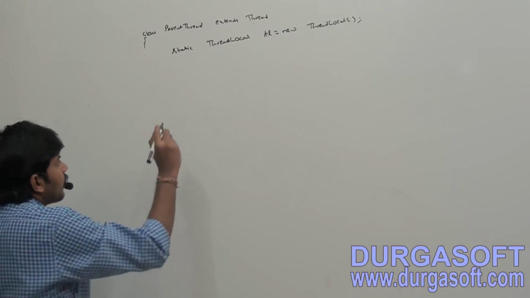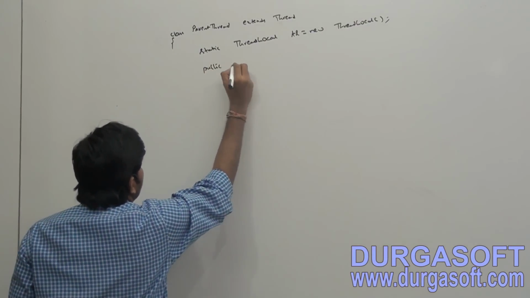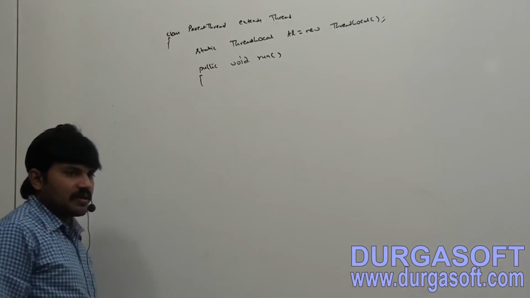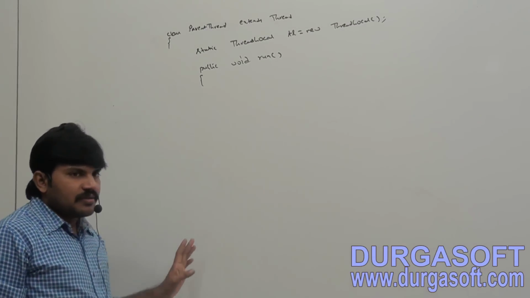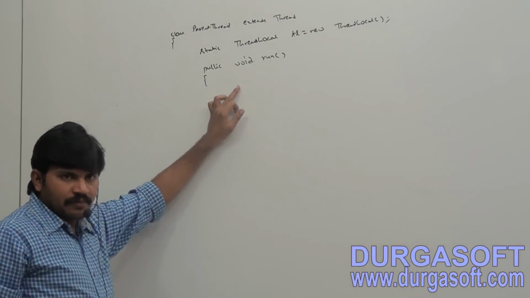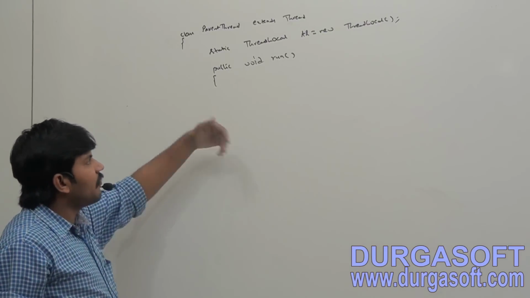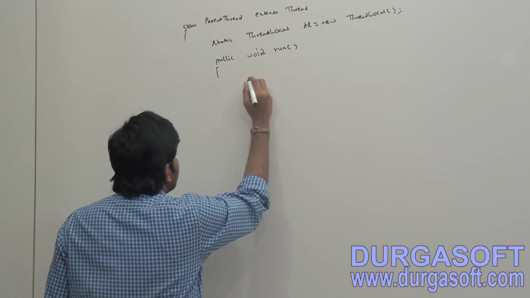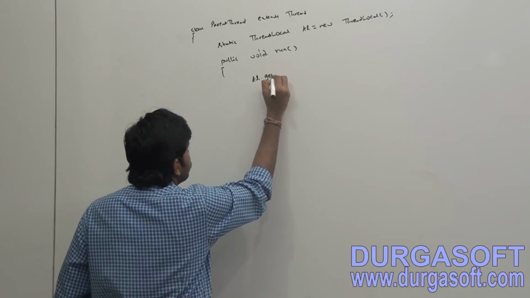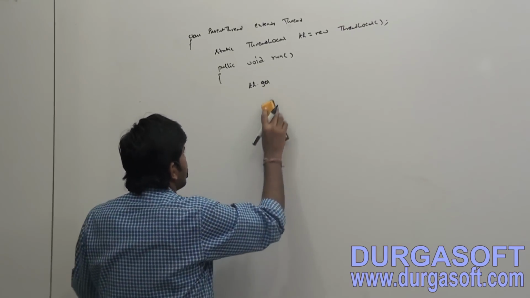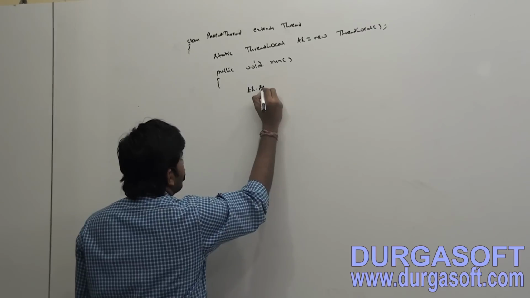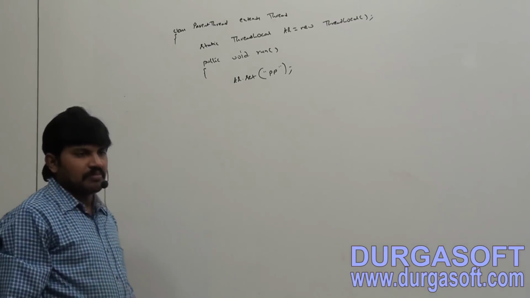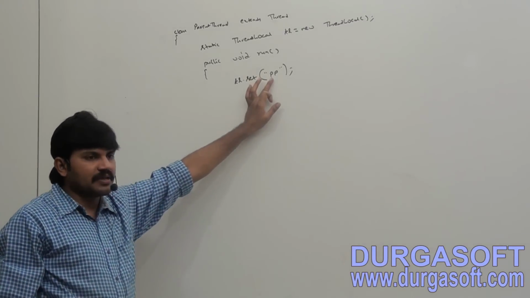Now what is the method? Public void run method. Within the run method, since it is the parent thread, I want to add some value to this TL. That's why I will do TL.set("PP"). Like this I'm adding PP, the parent value.